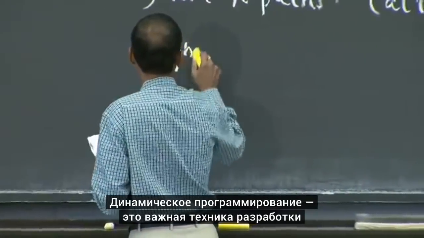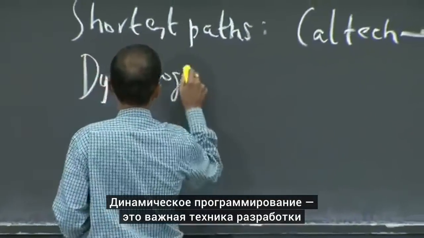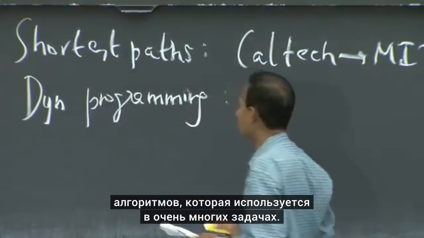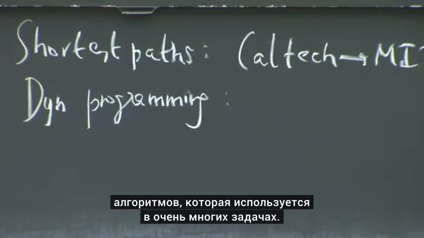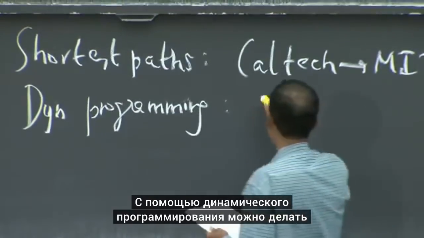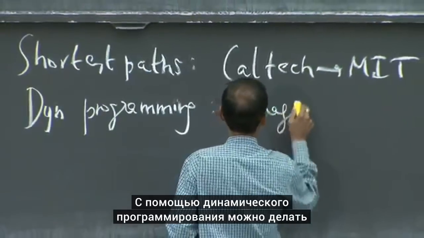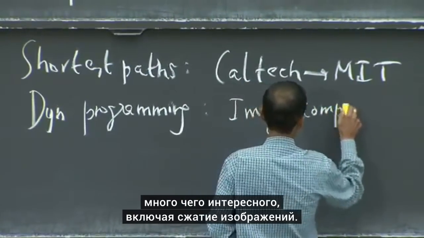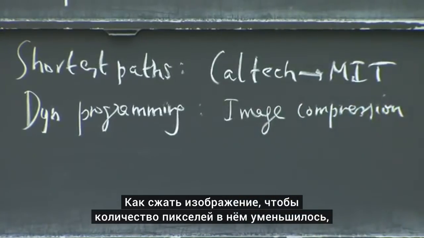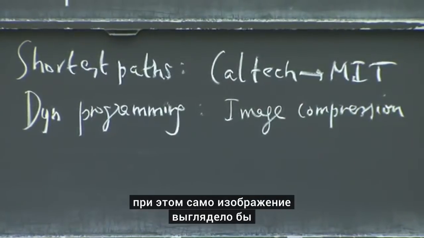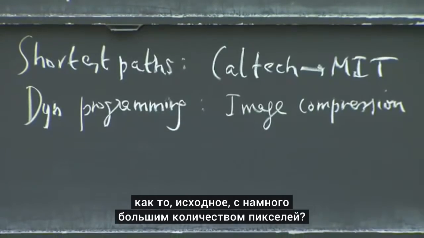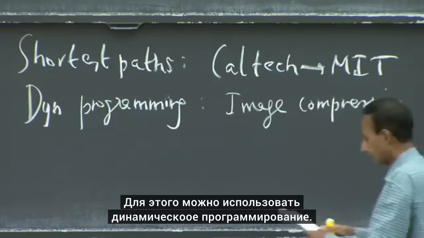Dynamic programming is an important algorithm design technique that's used in many problems. And it can be used to do a variety of things, including image compression. How do you compress an image so the number of pixels reduces, but it still looks like the image that you started out with that had many more pixels? Right? So you could use dynamic programming for that.